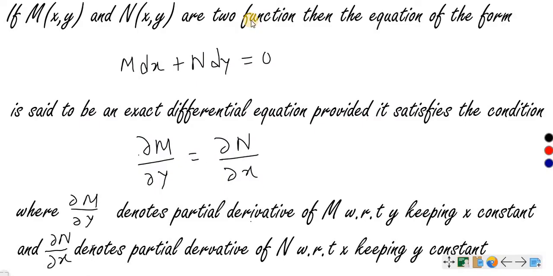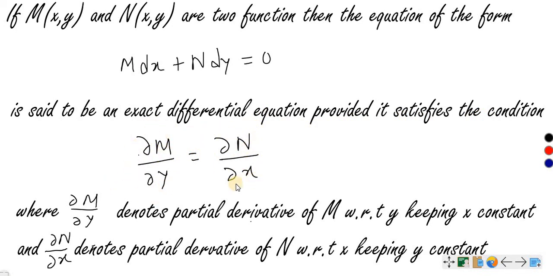Let us first see what an exact differential equation is. Here is a simple definition: if M(x,y) and N(x,y) are two functions of x and y, then an equation of this form is said to be an exact differential equation, provided it satisfies the condition that the partial derivative of M with respect to y is equal to the partial derivative of N with respect to x.